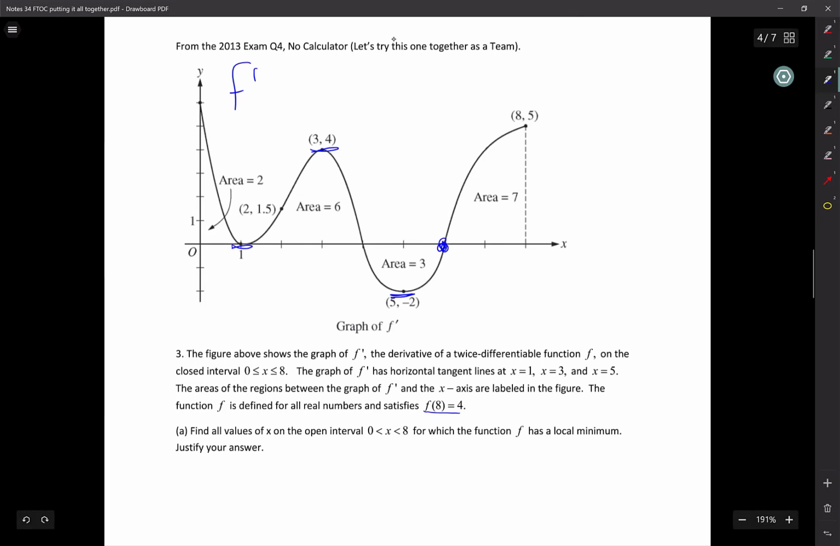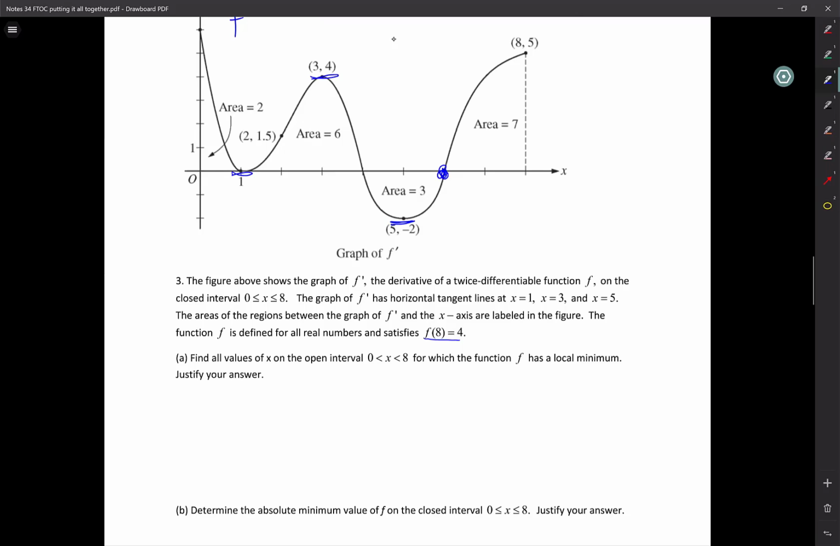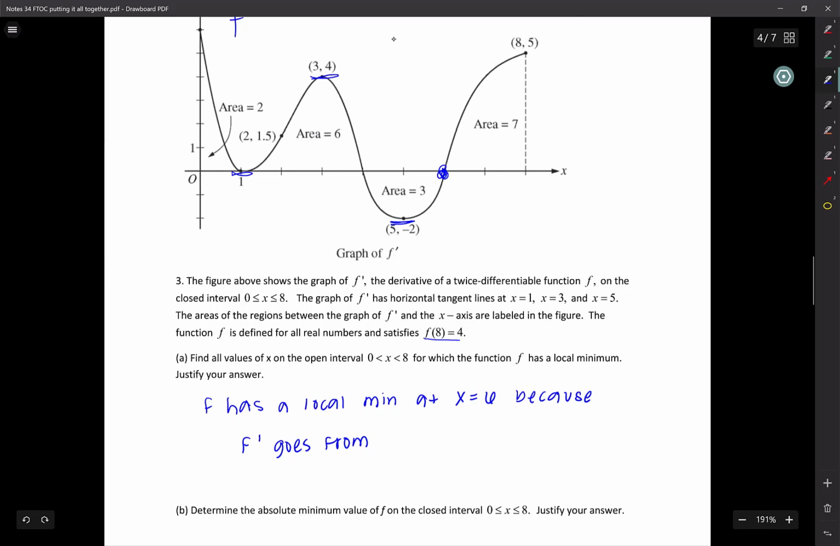You got it right. So we're going to make a statement on letter A. So hook me up with that statement. Mazuka, hook me up with the statement of what I'm going to write. Okay. F has a local minimum at x equals 6, because f prime goes from negative to positive at x equals 6.